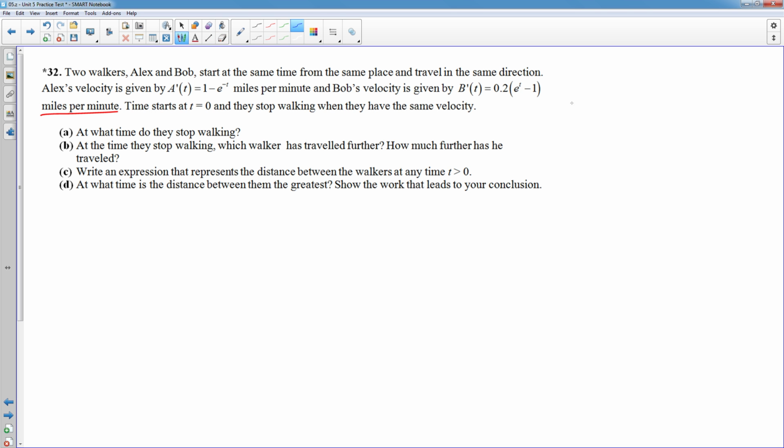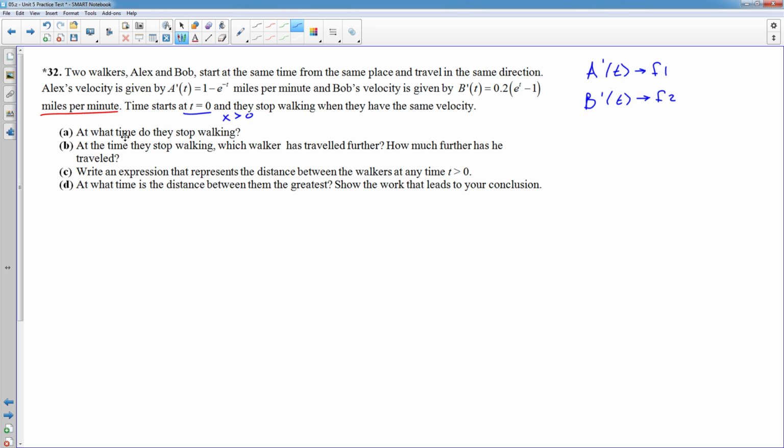Now, since this is a calculator problem, I have already stored my A prime in F1 and my B prime in F2. And that's what I'll do at the very beginning. I've gone ahead and adjusted my window so that the x's on my graph would be greater than 0.